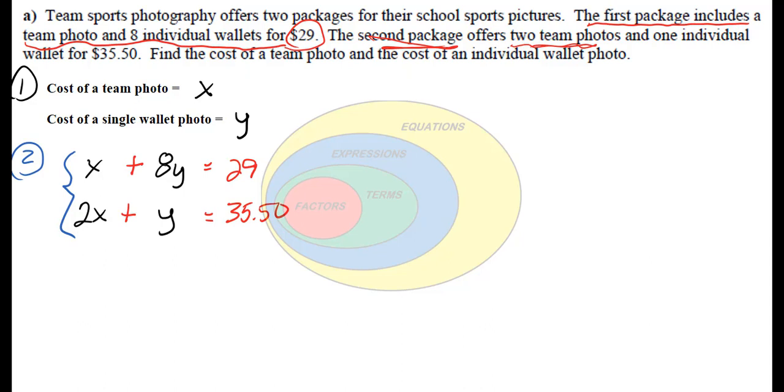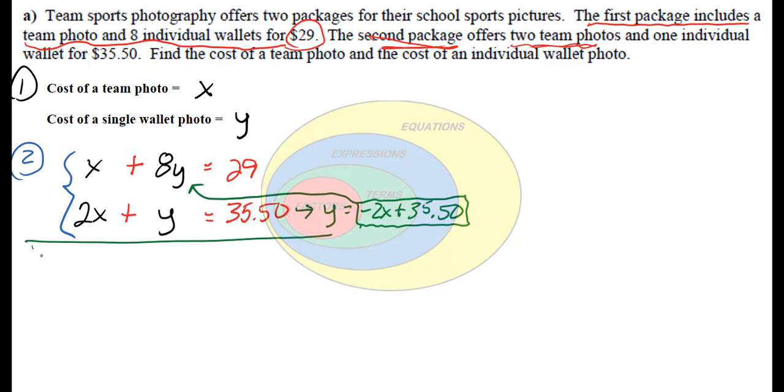When I solve this, maybe we could use substitution for this one. We could assign y equaling negative 2x plus 35.50. So we're going to solve the bottom equation for y. In this expression then, we're going to substitute into the top equation for y.